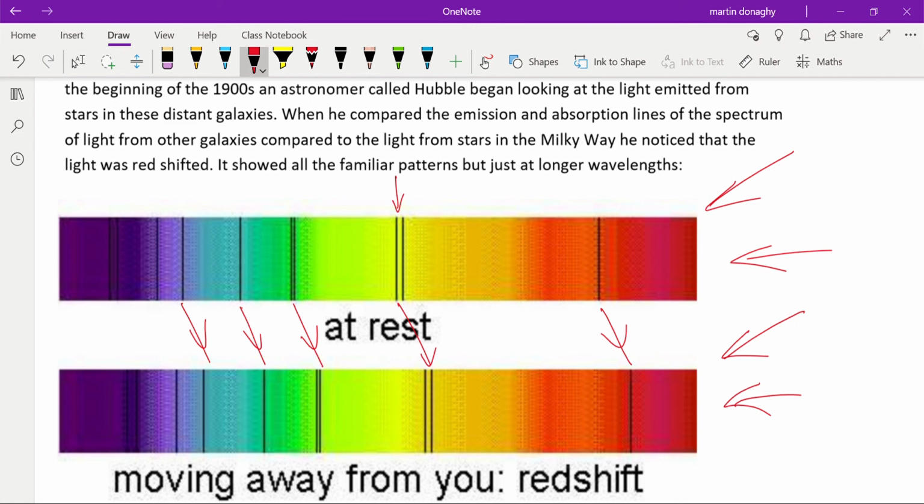When light is shifted towards the red end of the spectrum, that's towards a lower frequency, longer wavelengths. And what that tells us is the source, i.e. the galaxy, must be moving away from us and must be receding from us.